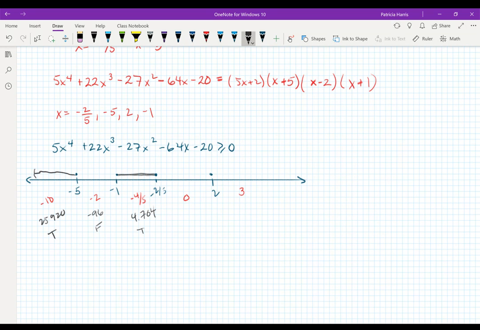Okay, now if I plug in a 0, 0 is pretty easy to plug in because everything goes away except the -20. -20 is not greater than 0, so that is a false statement, so I do not shade. Now I'm going to plug in a 3. And I get 544, which is true. So I'm going to shade this portion.